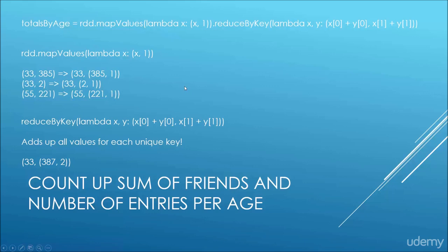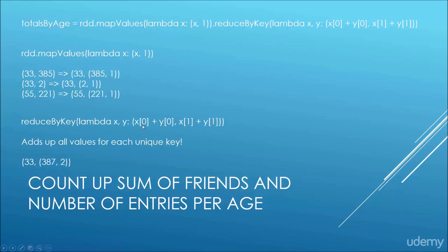Now we need to add everything up together, and that's where the reduce by key part comes in. So again, reduce by key just tells us how do we combine things together for the same key. Going back to our example here, let's say that we're looking at every 33-year-old, so we're looking at keys of 33. Our lambda function here takes in 2 values and says how do we add them up. So for example, in this case we have X coming in as 385 and 1, and Y might be 2 and 1, and this just says add up each component.